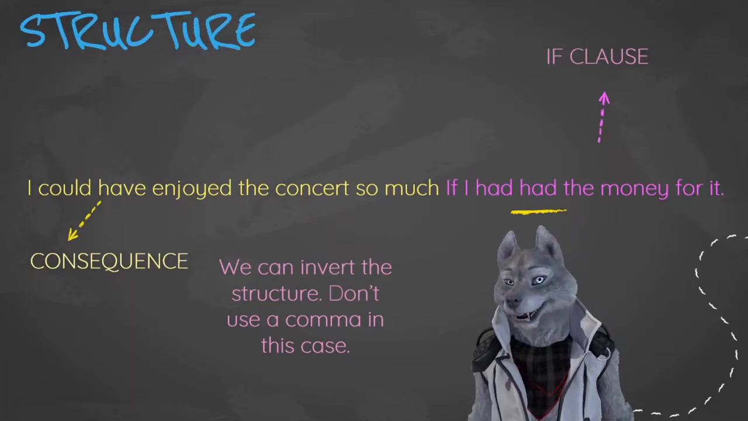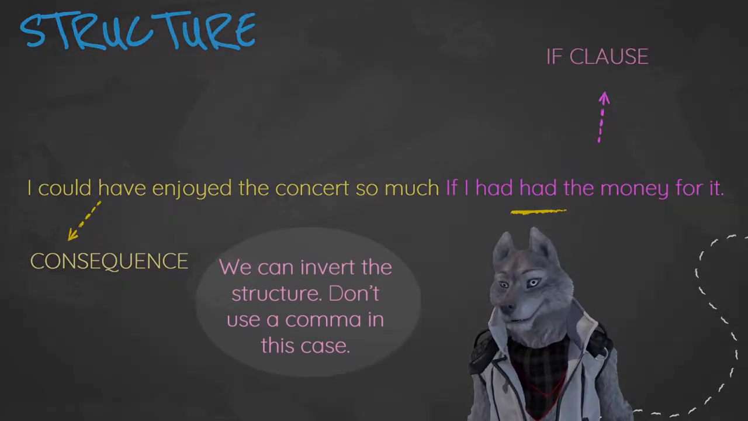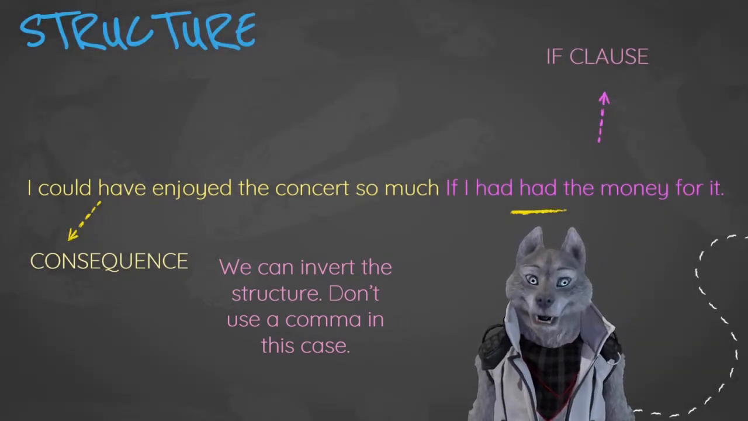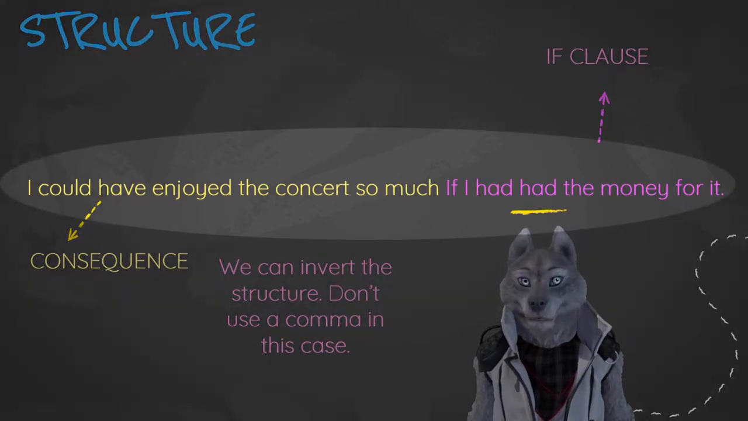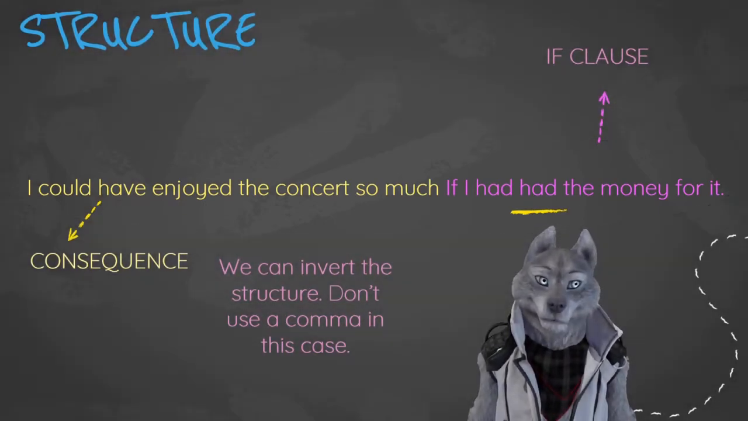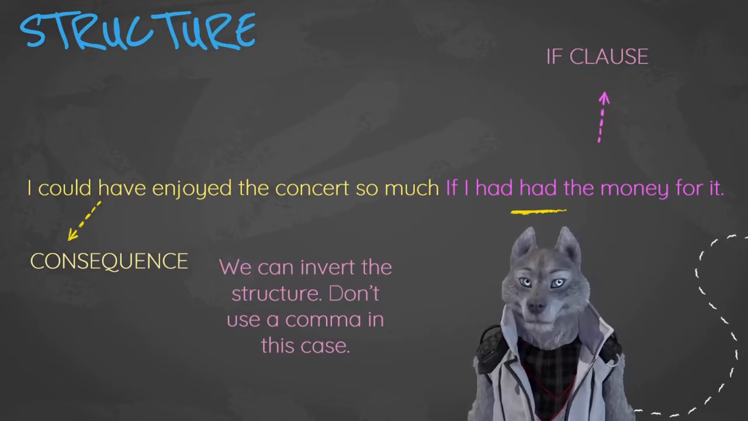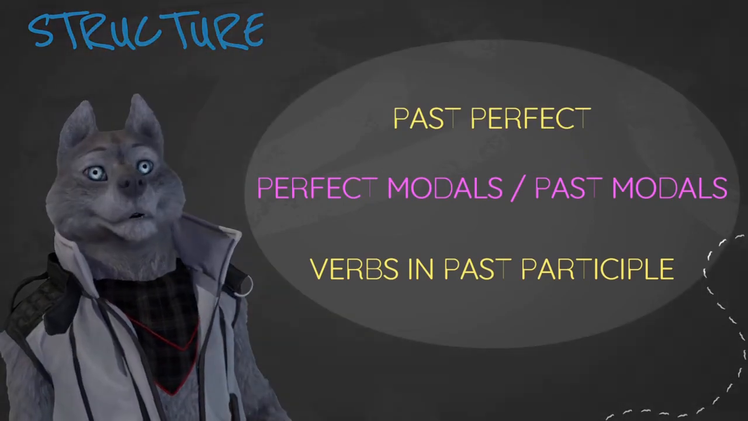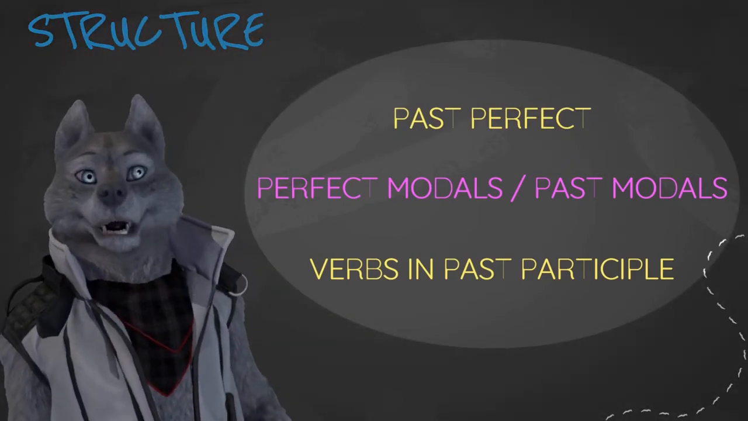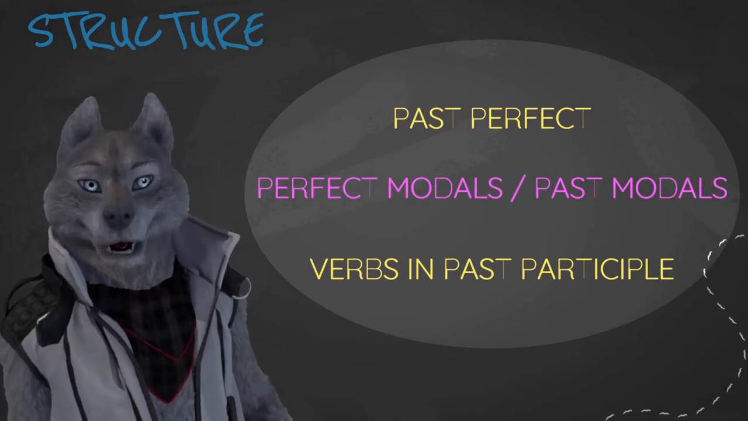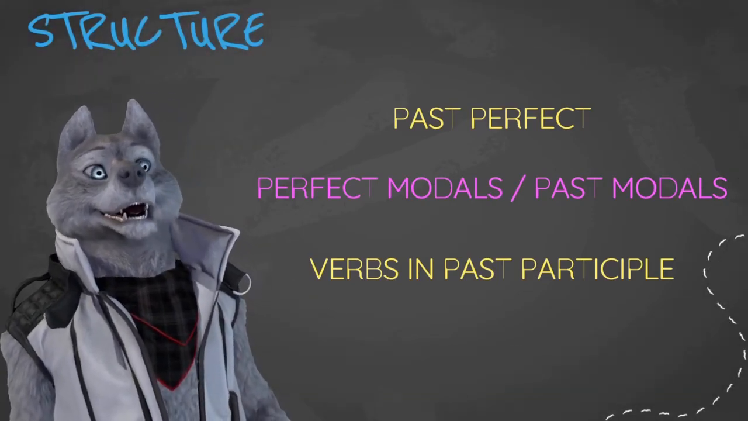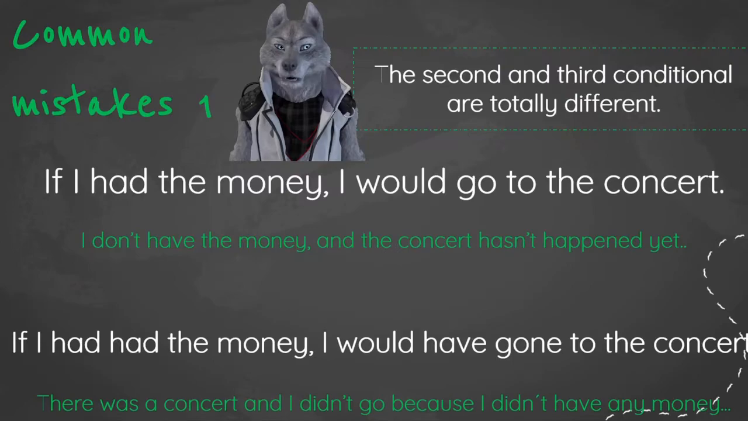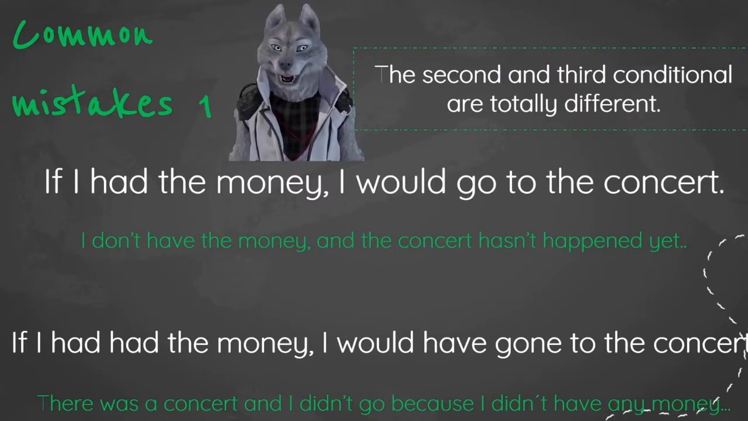And as usual with conditional structures, we can invert the clauses, okay? We can start with the consequence and then go with the if clause. The only thing that we have to remember is, like in this example, I could have enjoyed the concert so much if I had had the money for it. You see, it's the same thing, however, we don't use a comma in these cases. Seriously, I recommend you review the past perfect, check perfect models, and have a look at past participle forms, especially the regular ones, okay? Because this will help you a lot to learn this topic properly. I know, it's really demanding in terms of grammar.